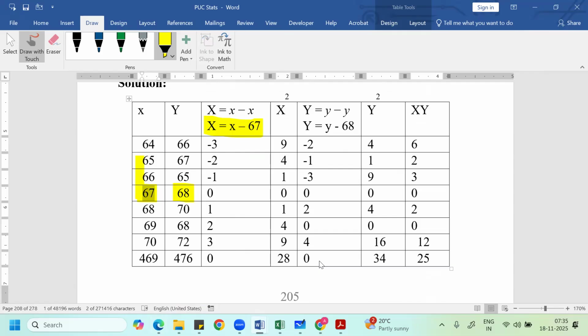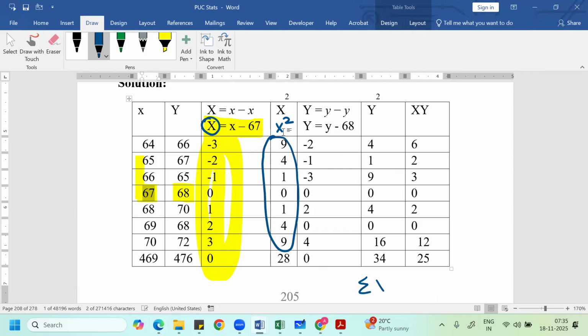Then what I did, I just did the square of this. All these values I got are my capital X. I took the square of these and got this value. This is nothing but the sum of x square, that is, the sum of (x minus x bar) whole square, and I'm getting this sum as 28.